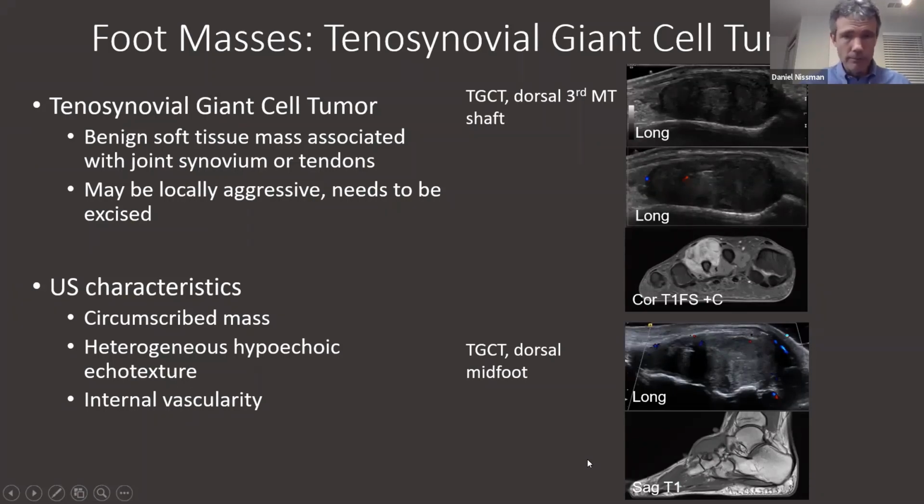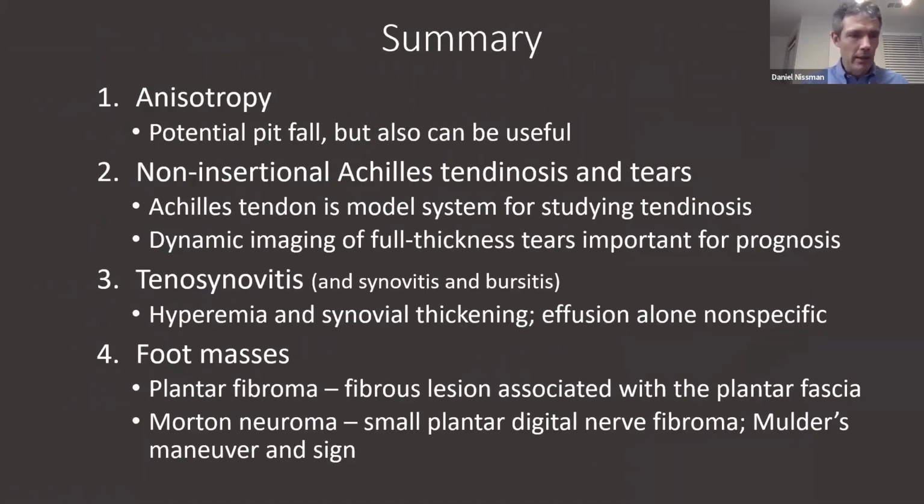Okay, summary. Anisotropy is a potential pitfall, but can also be useful to help you find things. Noninsertional Achilles tendinosis is the model system for studying tendinosis, and the histology follows the ultrasonographic findings. Dynamic imaging of full thickness tears is important for prognosis. Tenosynovitis and synovitis and bursitis: the key findings are hyperemia and synovial thickening. Effusion alone is nonspecific.